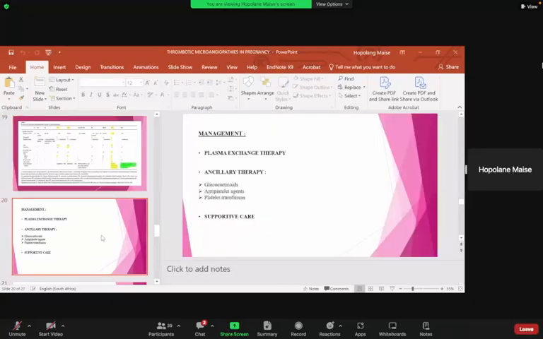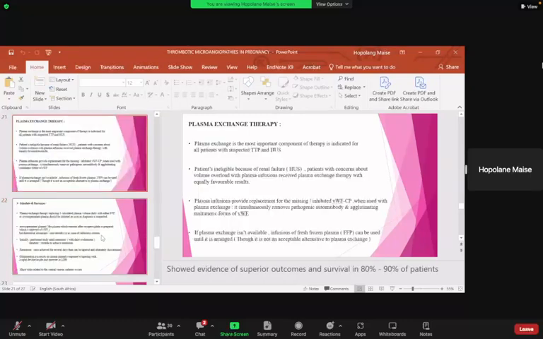With regards to the management, there's plasma exchange therapy and ancillary therapy that includes corticosteroids, antiplatelet agents, and supportive care. Plasma exchange is the most important component of therapy, which is indicated for all patients with suspected TTP and HUS. Patients who are ineligible because of renal failure or concern for volume overload may be treated with plasma infusions as well.